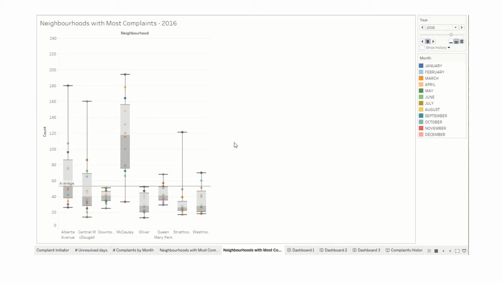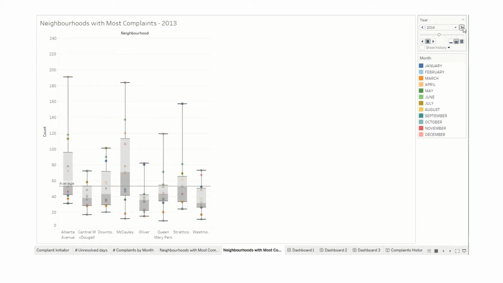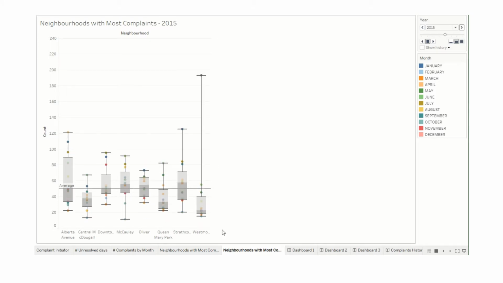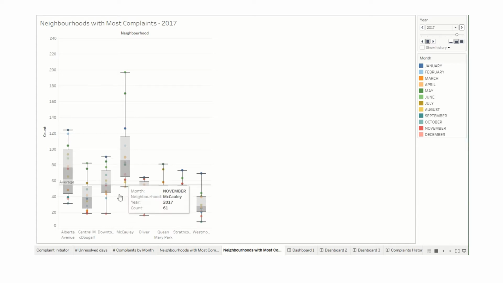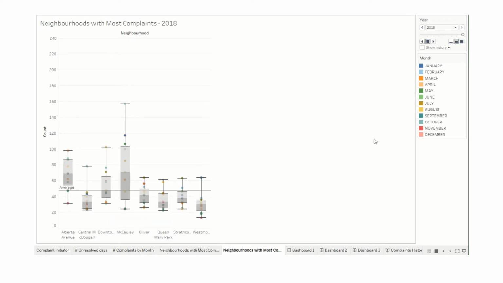What we realized is that between 2011 to 2018, consistently Alberta Avenue and Macaulay seem to have a distribution of the number of complaints per month that are higher than the average for the rest of the city. Whereas in the last 3 years, it seems like the complaints in Queen Mary Park, Strathcona, and Westmount are decreasing and have been less than the average of the rest of the city, apart from some of the outliers. As far as downtown and Oliver are concerned, they provide more of a mixed bag. Usually they stay around the average, but sometimes they have been below the average as well.